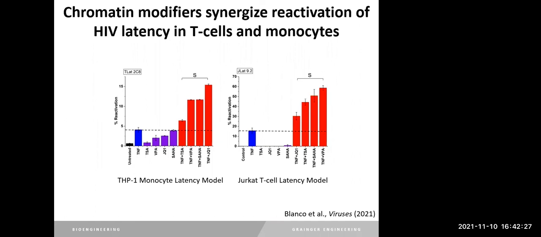strongly. And when Alex did the same experiment on a monocytic cell latency model on this specific clone, she got the same result. So you see that the purple bars are the HDAC inhibitors by themselves. In combination with the activator, you get synergy. So we see conservation of the response to a cocktail drug treatment between two different host cell types that are harboring latent HIV.